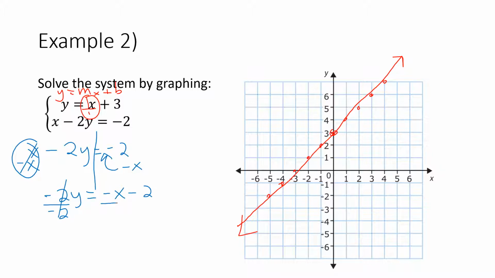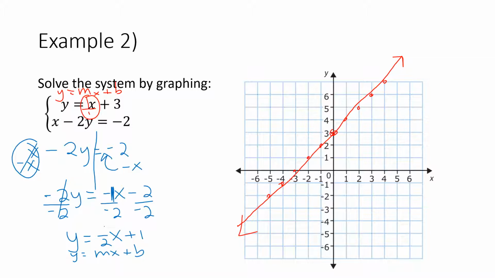So if I divide that side by negative 2, I need to divide everything by negative 2. Notice I have 1x here, so if I do negative 1 divided by negative 2, it's going to be positive 1/2 x. And negative 2 divided by negative 2 is positive 1. Now I've got this equation in y equals mx plus b format, and I can graph my line.